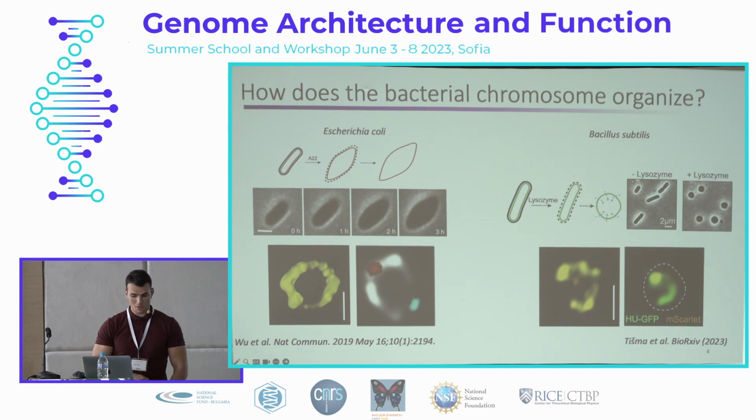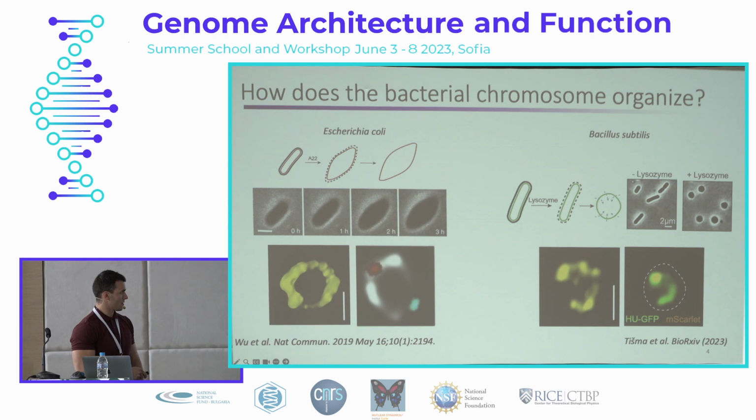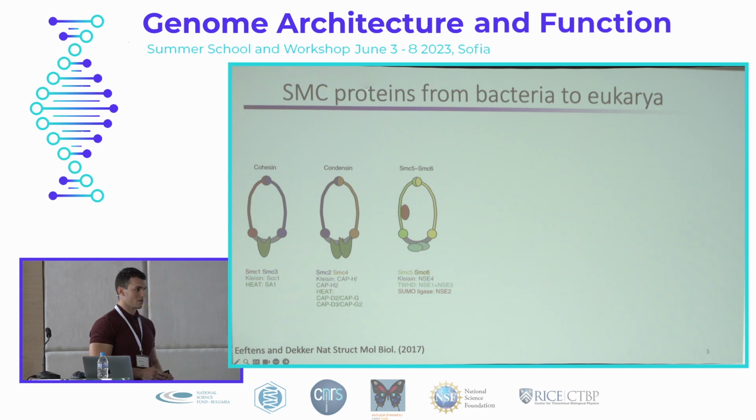And if we look at the terminus, the origin is found at the tip of the crescent shape, and the tip of the crescent shape is also condensed. Now, what is the difference between these two model systems, and why do they result in these very different chromosome structures? Well, much aligned with this meeting in general, it's the SMC proteins.